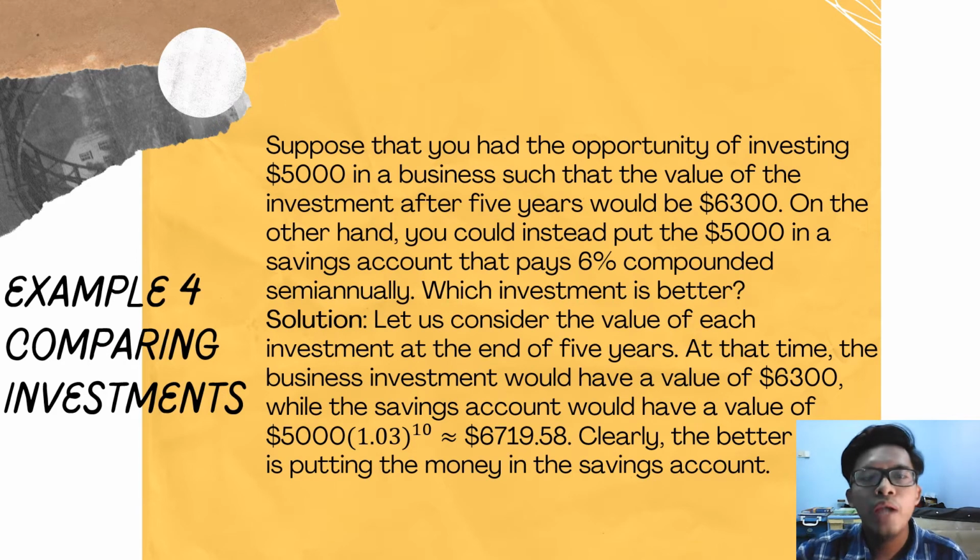Now we go to example 4, which is comparing investments. For the question, suppose that you had the opportunity of investing $5,000 in a business such that the value of the investment after 5 years would be $6,300. On the other hand, you could instead put the $5,000 in a savings account that pays 6% compounded semi-annually. Which investment is better between these two?